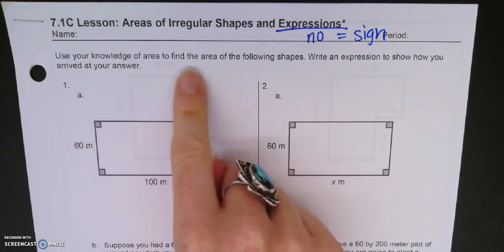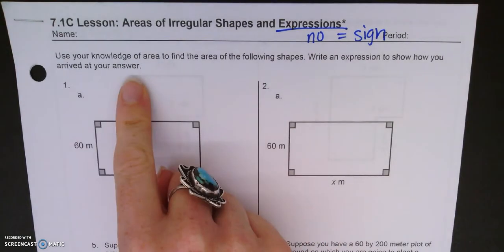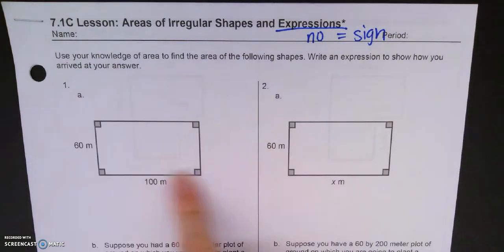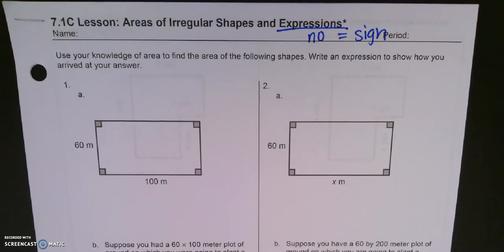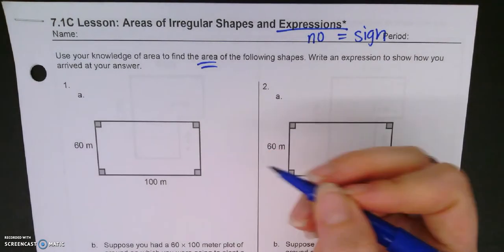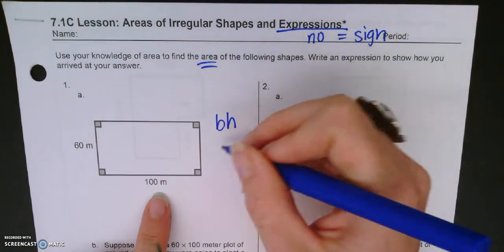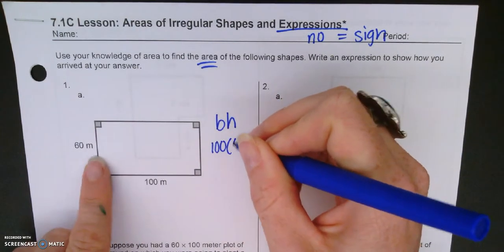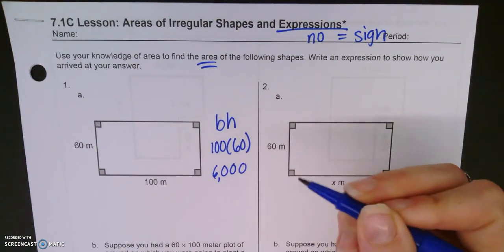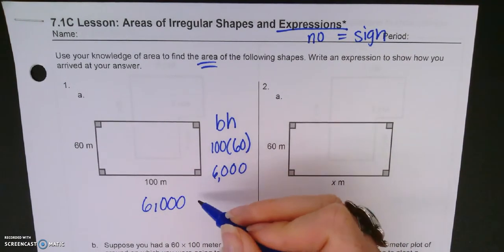Use your knowledge of area to find the area of the following shapes. Write an expression to show how you arrived at your answer. Let's take a look at shape A. Shape A is a special type of quadrilateral. That's right, it's a rectangle. So if I want to find the area of these shapes, an expression for the area for A is base times height. So let's see, the base 100 times 60, and 100 times 60 is 60 with 2 extra zeros, so 6,000. Which I know our final answer then is 6,000 square meters or meters squared.